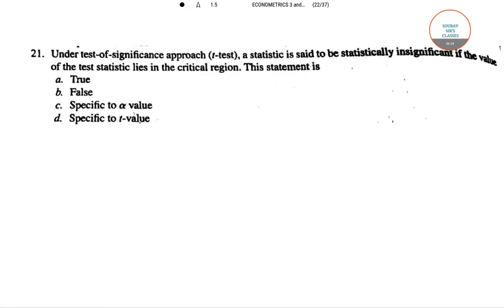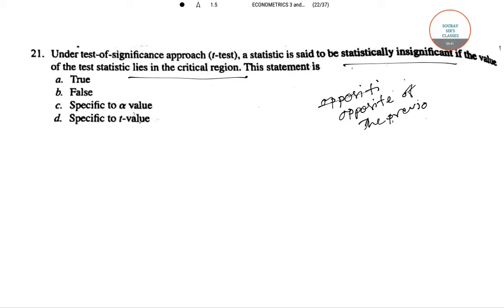Under the t-test, our statistic is said to be statistically insignificant if the value of the t-statistic lies in the critical region. This question is just the opposite of the previous statement. As we have already explained that the previous statement was true, this statement is definitely false.